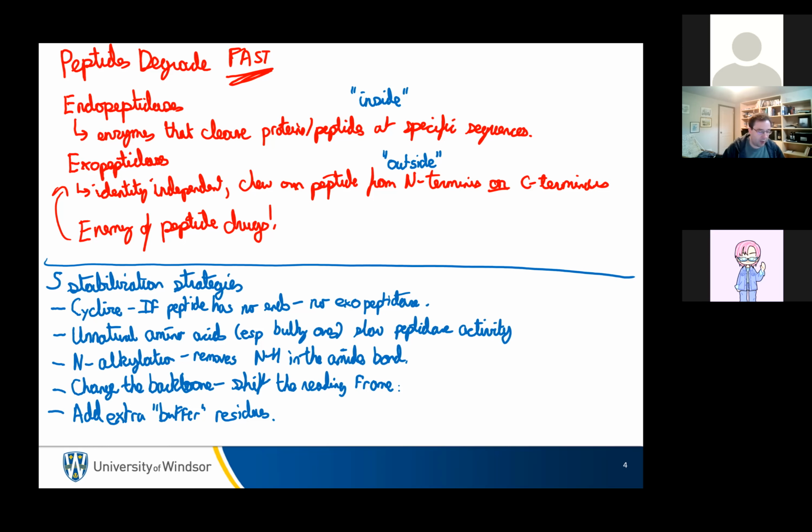by changing the backbone. Or we can use, as Hadriel pointed out, and I don't see any reason why not, extra buffer residues. Now, these are not mutually exclusive. You can combine these together to make more stable peptides.